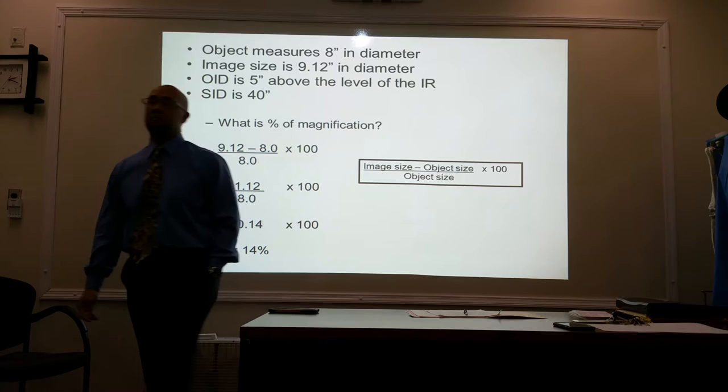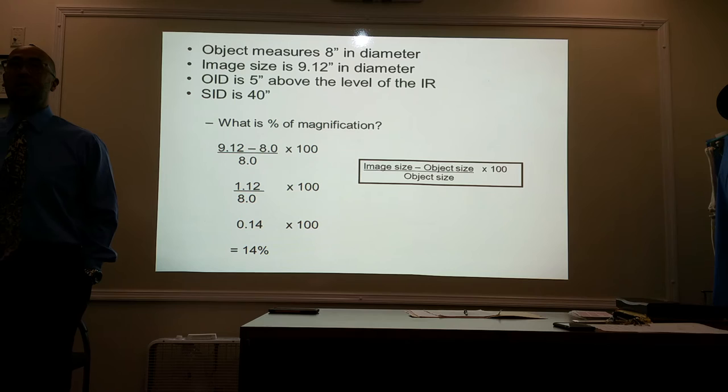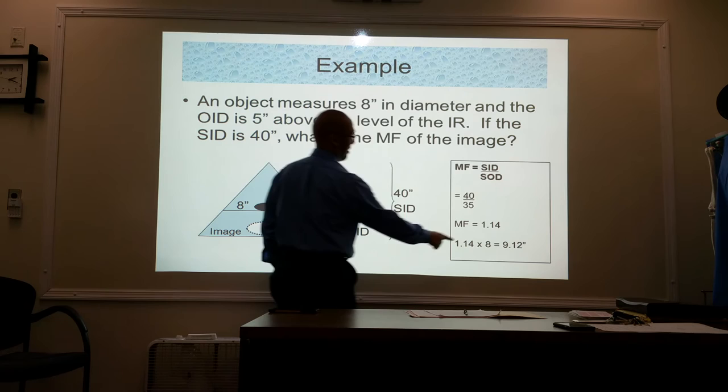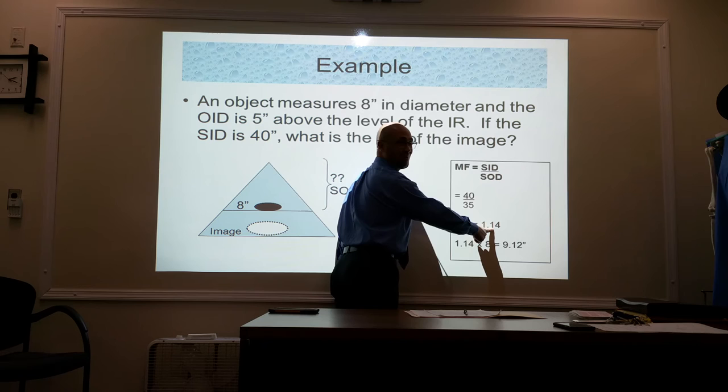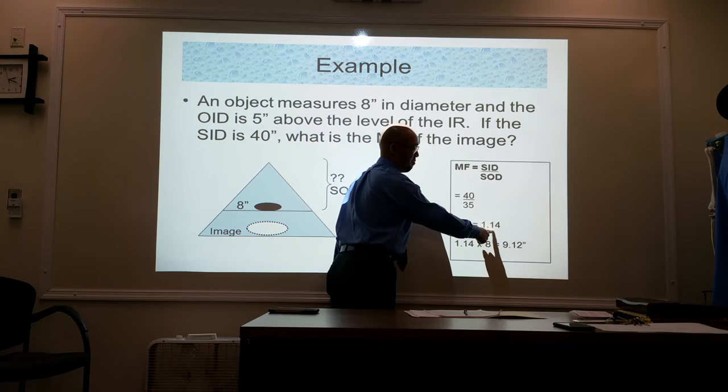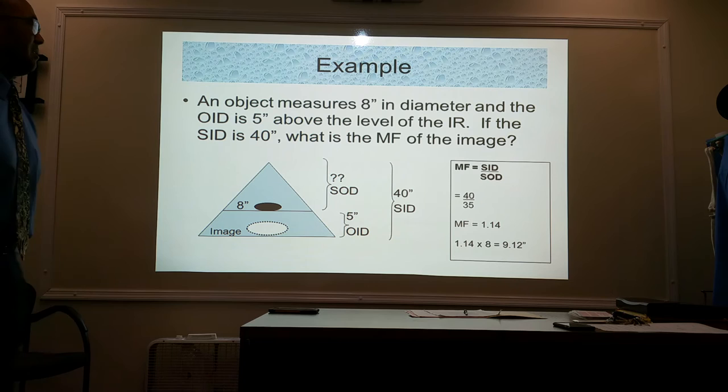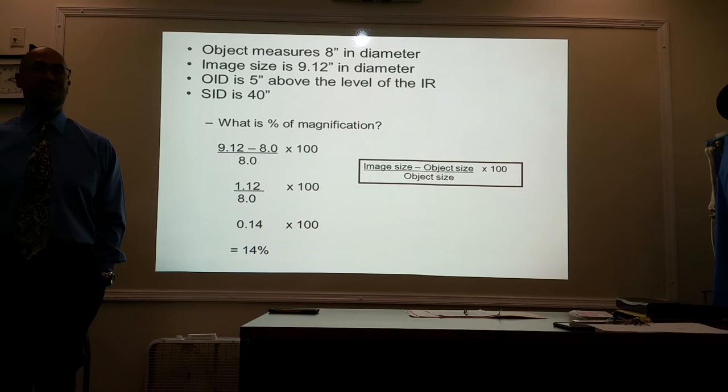You guys want to know an easier way of doing this? You guys ready? It's magic. 14%. You can do it by simply doing SID over SOD. It grew by 14%, 0.14. You guys see that? I just skipped all this. It's already there.